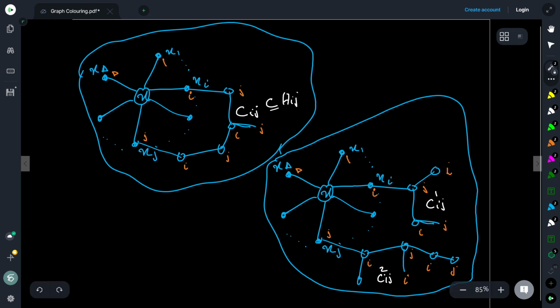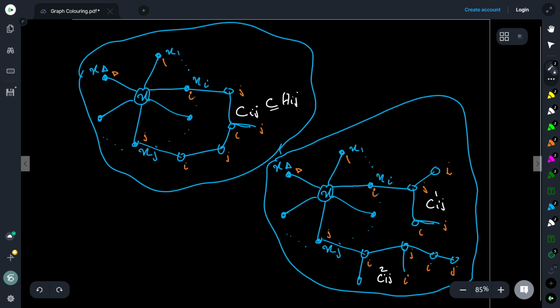So suppose xi and xj are not connected in the component Cij of Hij. Look at the color classes i and j, look at the vertices which are colored i and j, and connect them with the edges in the graph.